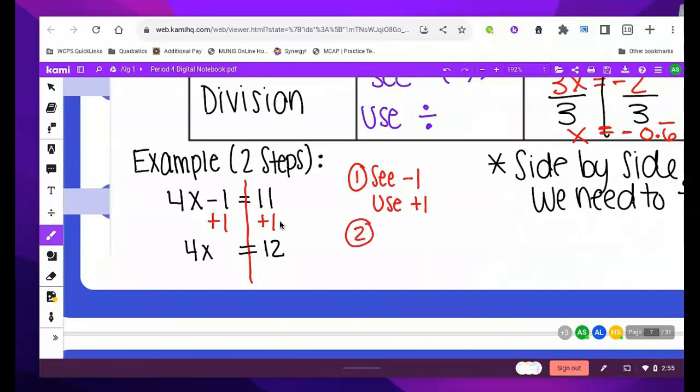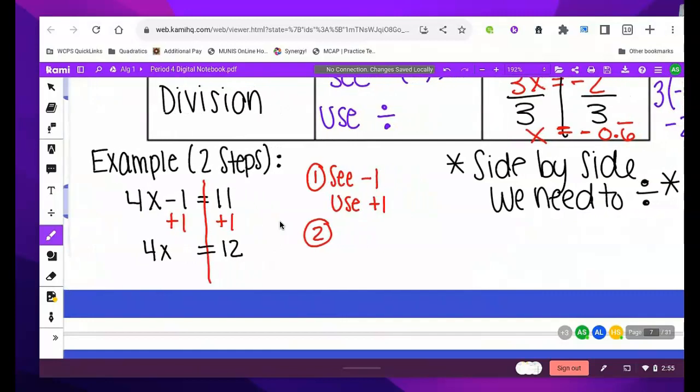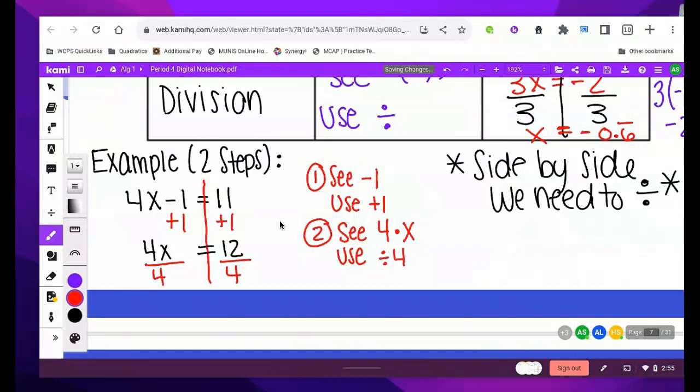So now, since it's side by side, that means we need to divide. So I see 4 multiplied by x, so I'm going to use a divide by 4. I've got to do the opposite. So on this side, I'll write divide by 4. On this side, I'll write divide by 4. And then I have a solution. x is equal to 12 divided by 4, which is equal to 3. So my solution is always going to be x equals a number.